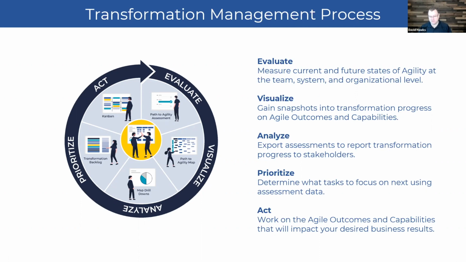Path to Agility can start to show the value of what we're doing from a transformation or coaching perspective. We can then analyze that to determine those next steps and be able to prioritize and start to build a backlog for our transformation, if you will, and be able to track those impediments and improvement items that are happening across all of our teams. So that's what we're looking at with that.